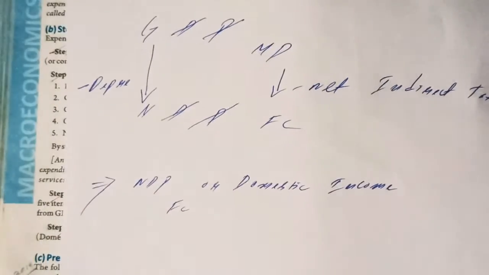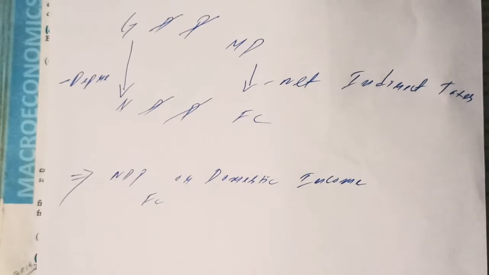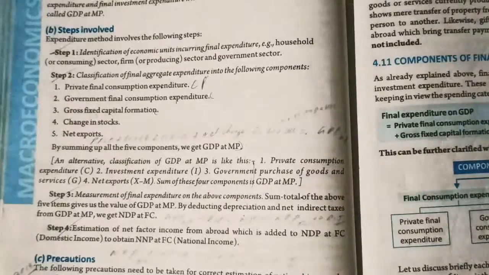Here you can see the derivation. To arrive at NDP at FC or domestic income, from gross to net is minus depreciation, D and D will be cancelled, P and P cancelled, and MP to FC is minus net indirect taxes as per the formula. So from GDP at MP to NDP at FC, we will minus depreciation and minus net indirect taxes. This will give us NDP at FC or domestic income.